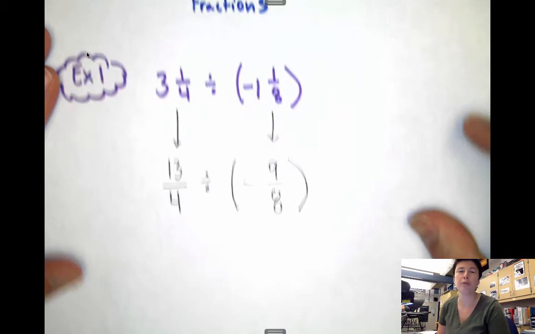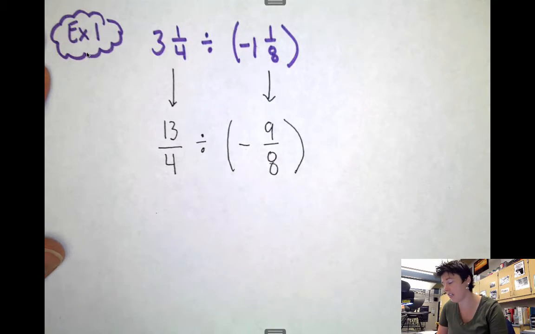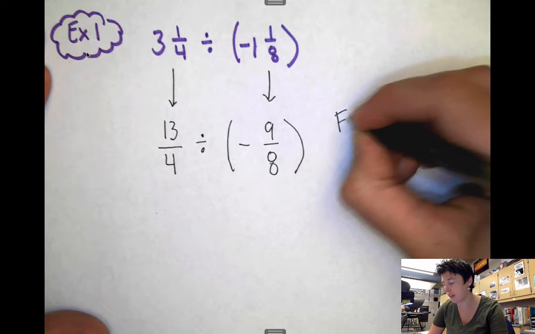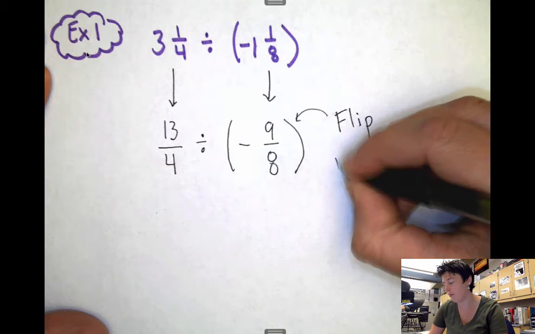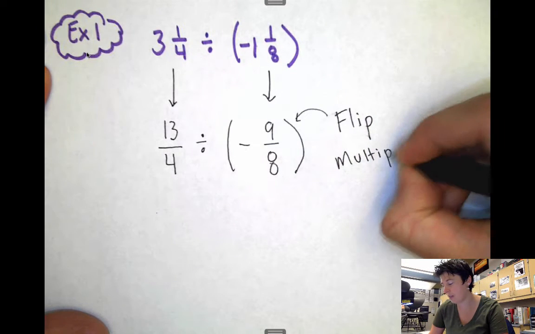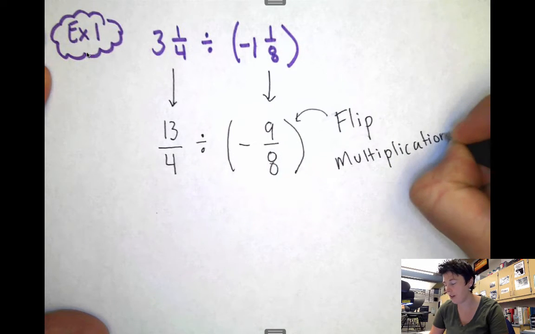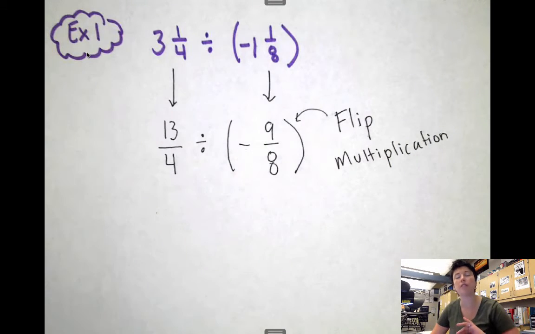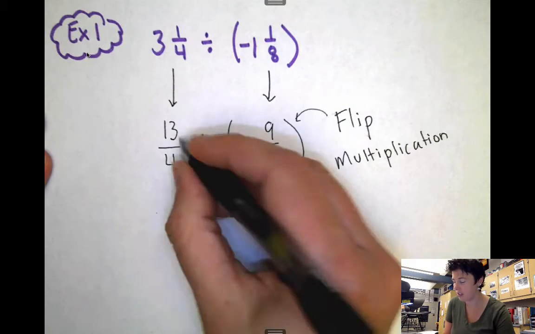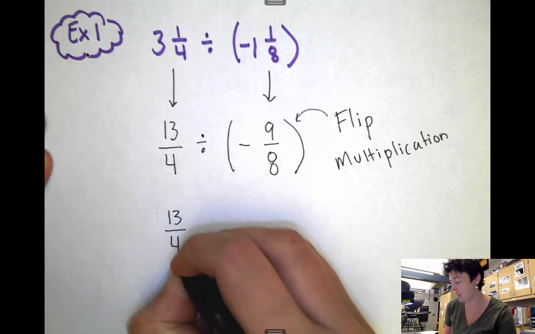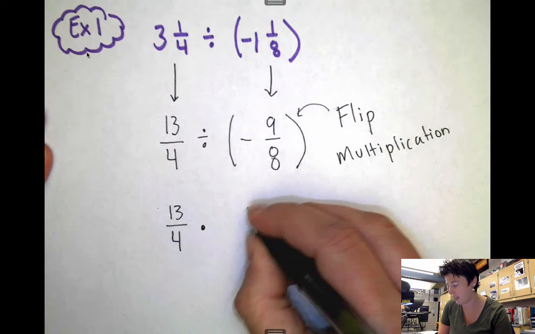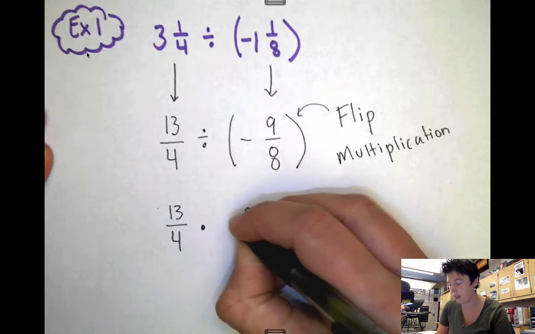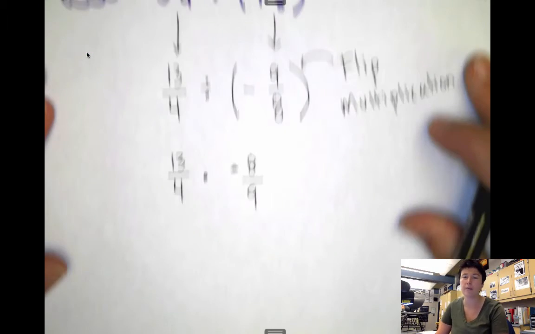Then I'm going to remember the rules with division and fractions. When we are dividing fractions, the rule is to flip the second fraction and change it to a multiplication problem. When you flip a fraction, that's the reciprocal. So we're going to flip and multiply. 13/4 stays the same, but we change it to times. I'm going to use the dot for times, and we flip the 9/8 to 8/9. Still negative, but 8/9 now. And now I'm ready to solve this problem.